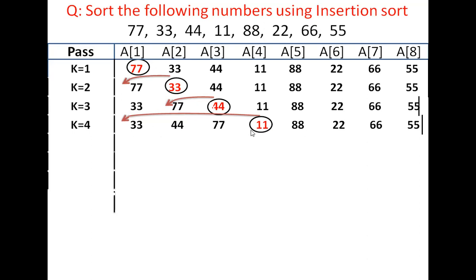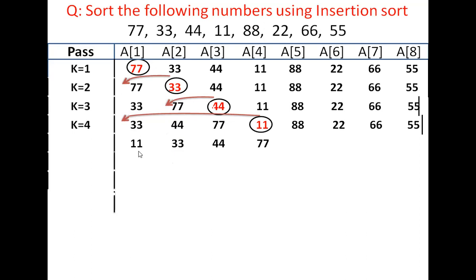That means you have to create room to insert 11 in this position. For that purpose, first I move 77 one position to the right. That means from A of 3, I move 77 to A of 4. Then I move 44 from A of 2 to A of 3. Then I move 33 from A of 1 to A of 2. Now in the first position, A of 1, room is created so that I can copy 11 in this position.